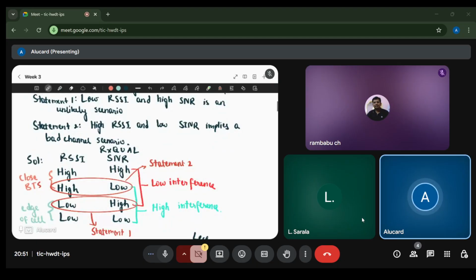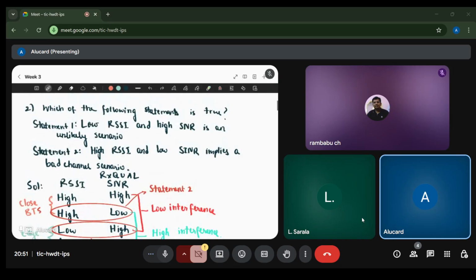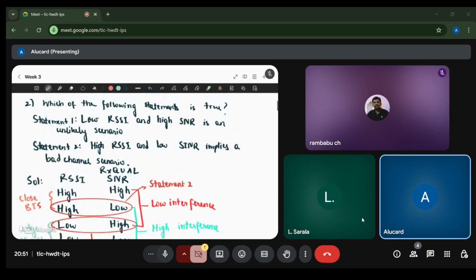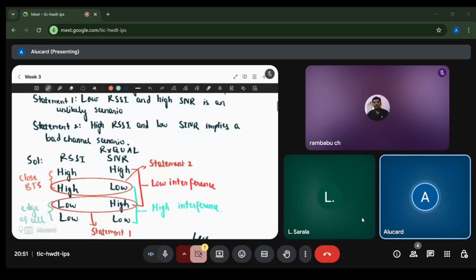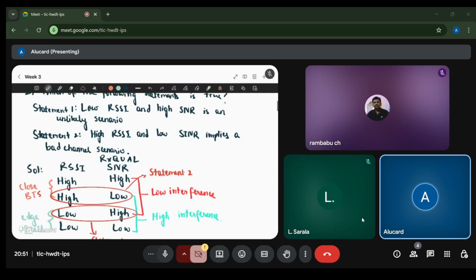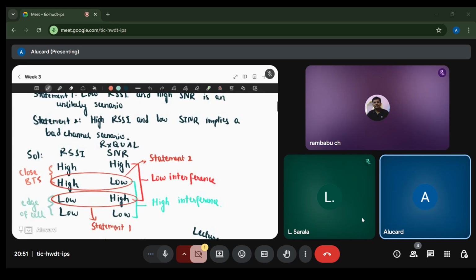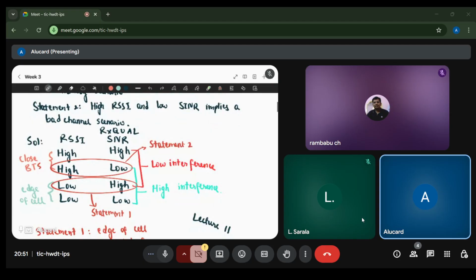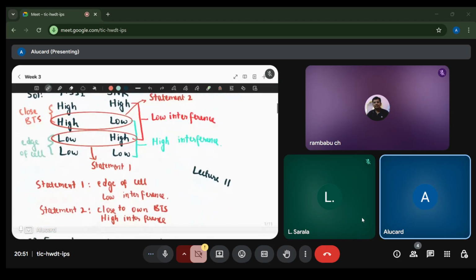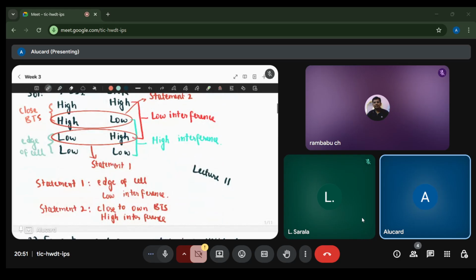Then this SINR, which is the RX qual, tells you about the interference. If you have high SINR, that means there is lower interference. If there is low SINR, that means there is high interference. And it's always good to have low interference compared to high interference. So from that you can choose the correct statement. You can decide which statement is correct. Both can also be correct.